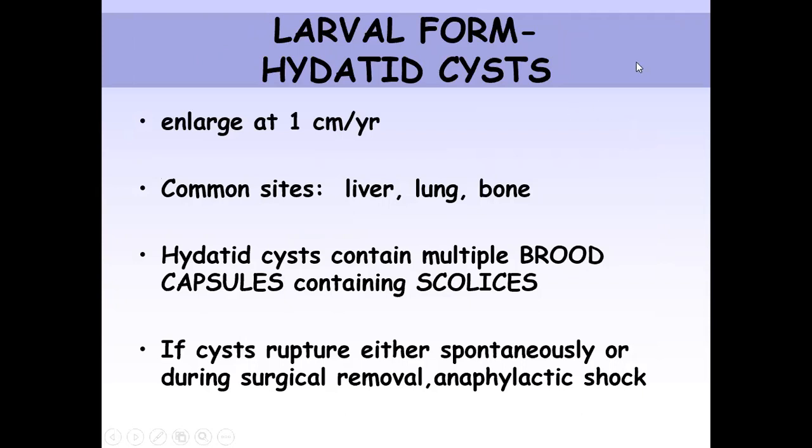The larval form of the parasite is known as the hydatid cyst. It's a rounded structure which has different layers around it, and it grows at the rate of 1 centimeter per year. The commonest sites are the liver, lung, and the bone. The hydatid cyst contains a specific structure in which there are multiple capsules, brood capsules, and they contain the scolices, the infective form of the parasite.